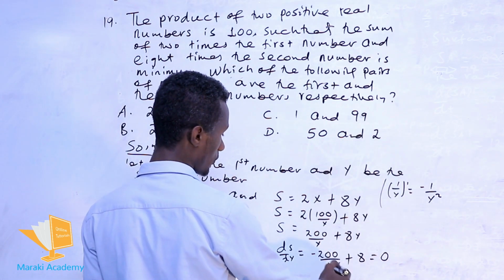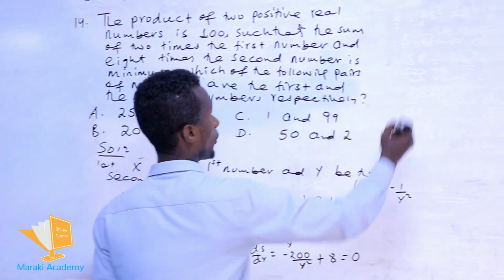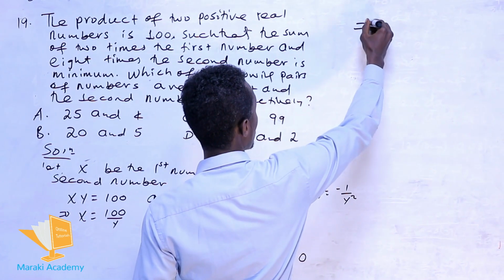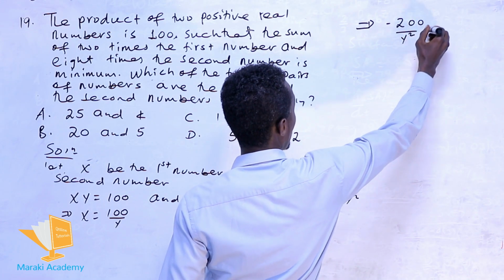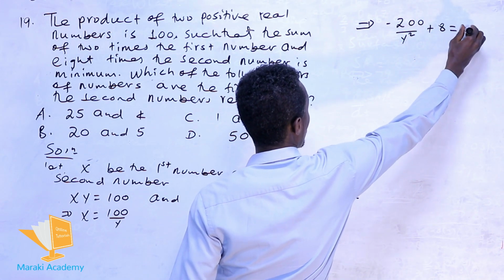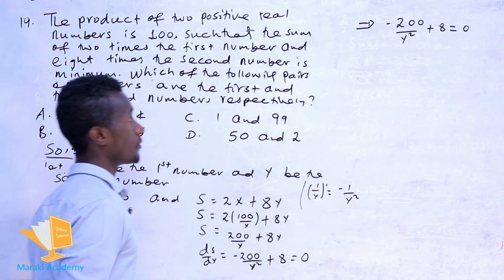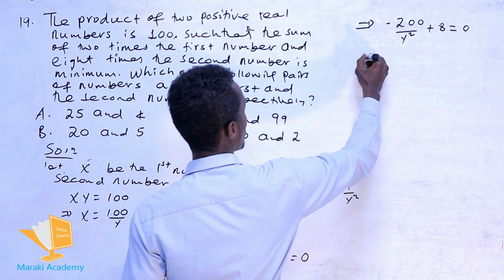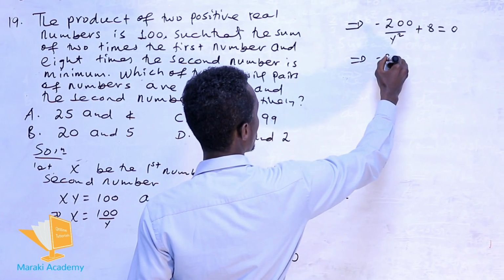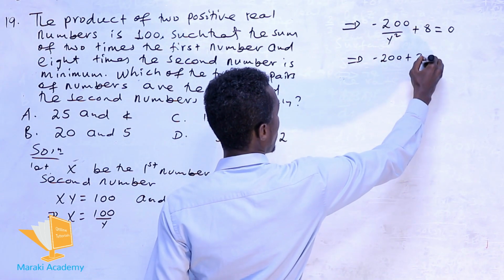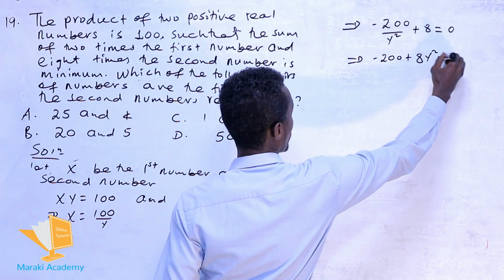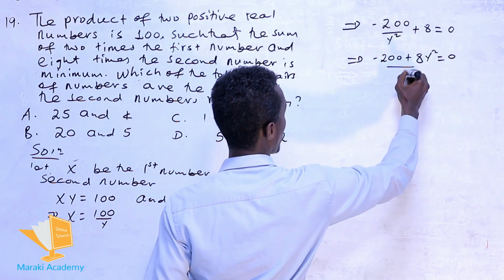Now we need to find y. This implies minus 200 divided by y squared plus 8 is equal to 0, and we find the value of y. So this implies minus 200 plus 8 times y squared is equal to 0, divided by y squared.